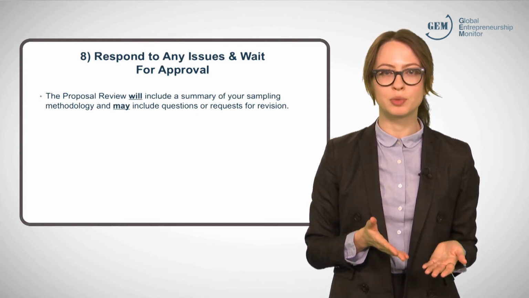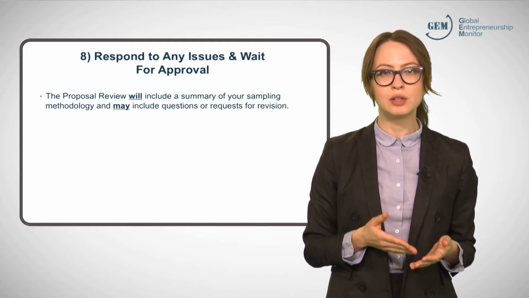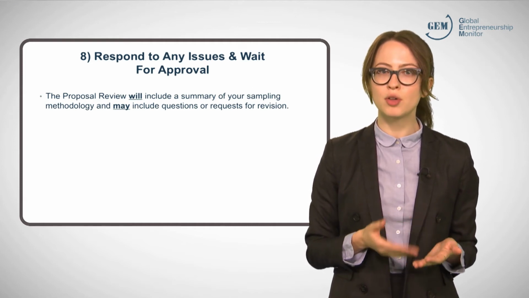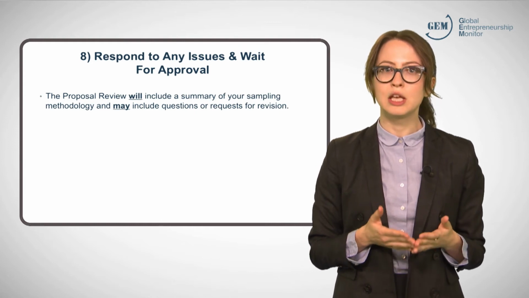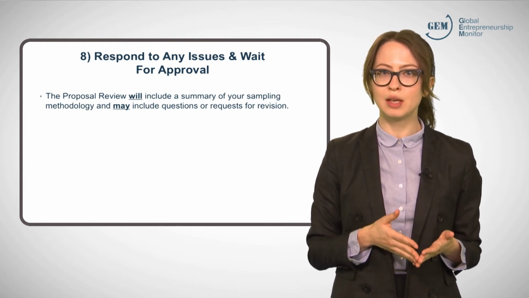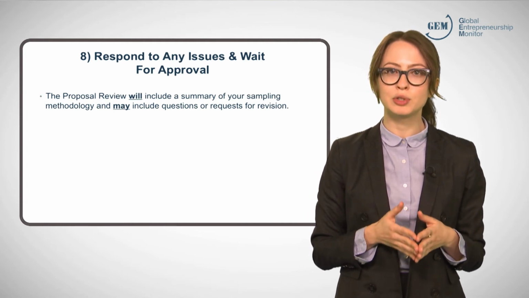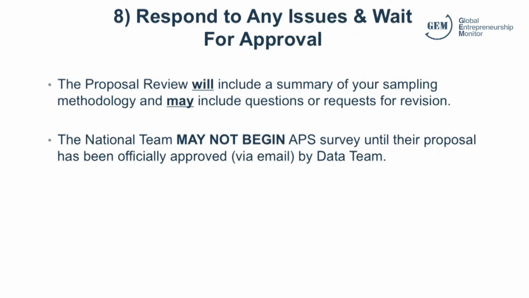If there are no questions or problems, then a team will be approved to begin data collection. But usually the data team will have questions and requests. We will check that all the required materials have been submitted and in the required format. If your team added any questions to the APS, we will check if they interfere with the flow of the core survey. And most importantly, we will determine if the survey design meets GEM standards.